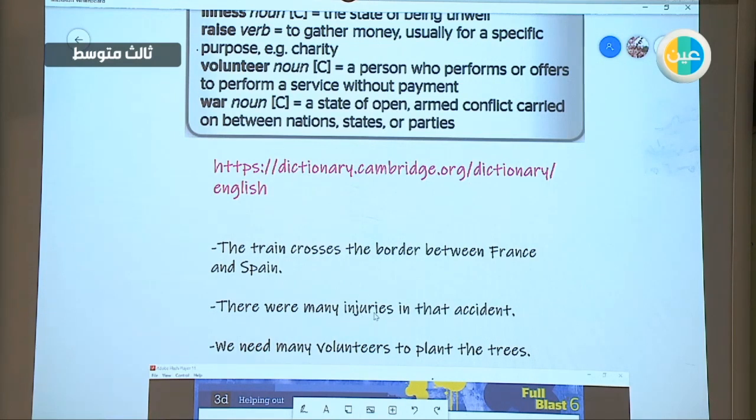The word injury, I can use it in a sentence here with a plural. We can say, for example, there were many injuries in that accident. The third sentence, we are going to use the word volunteer. We need many volunteers to plant the trees. So I gave you here 3 examples for borders, injuries, and volunteers. I'm sure that you can come up with your own sentences at home. You can model the sentences here, or you can get help from a dictionary.